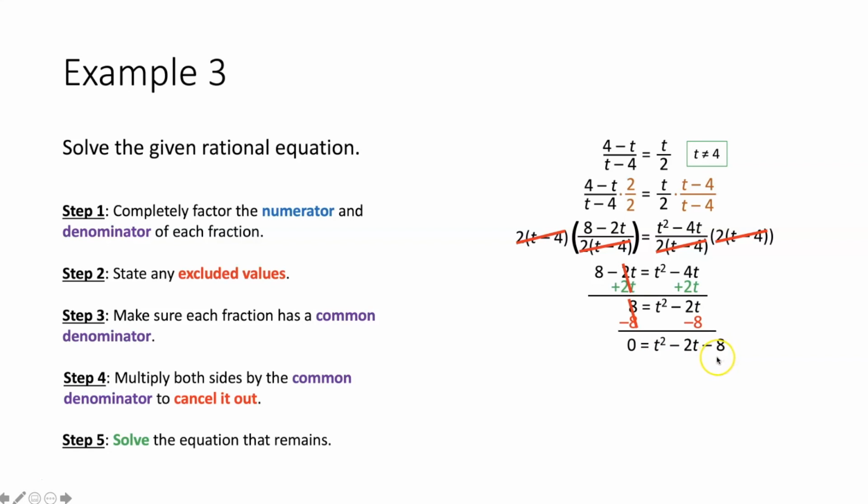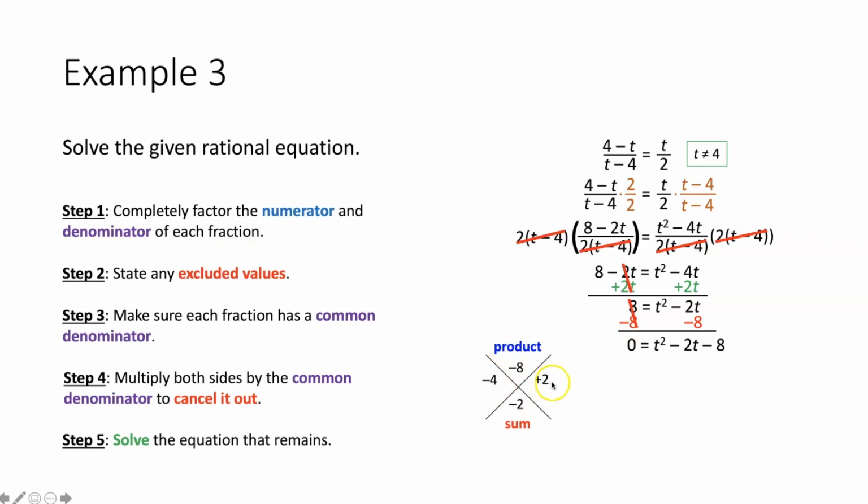How do I solve a quadratic trinomial? I use the magic x. So I take my a value, which is 1, multiply it by my c value, which is negative 8, put that in the top of the magic x. I take my b value, which is negative 2, put that in the bottom of the magic x. I think about two numbers that multiply together to make negative 8 and add together to make negative 2. That's going to be negative 4 and positive 2.